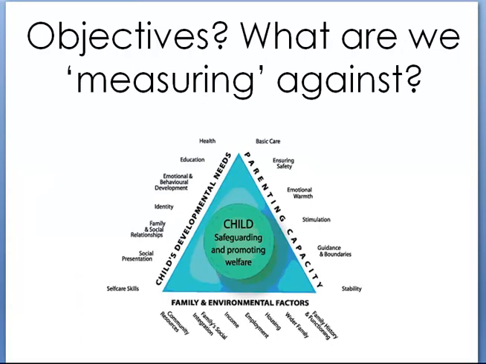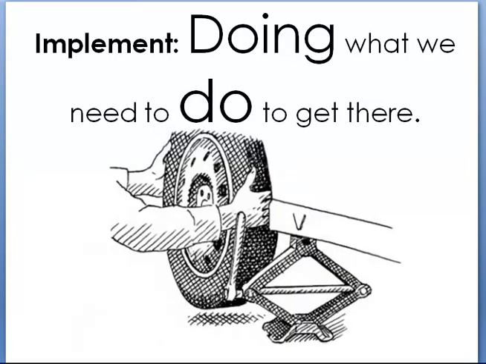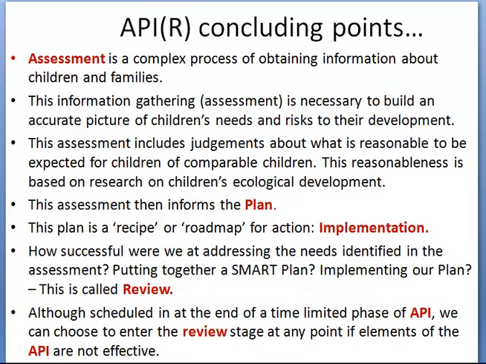After we've undertaken our full assessment and we've put together a SMART or MAST plan, it comes to the stage of implementing that plan, the doing, what we need to do to get from point A to point B. And that might be a series of practical tasks that we set for families or practical tasks that we are involved with. After we've undertaken this assessment, A, planning, P, and implementation, I, it's then necessary to review how successful we've been at each one of the stages. So some concluding points about the APIR process.